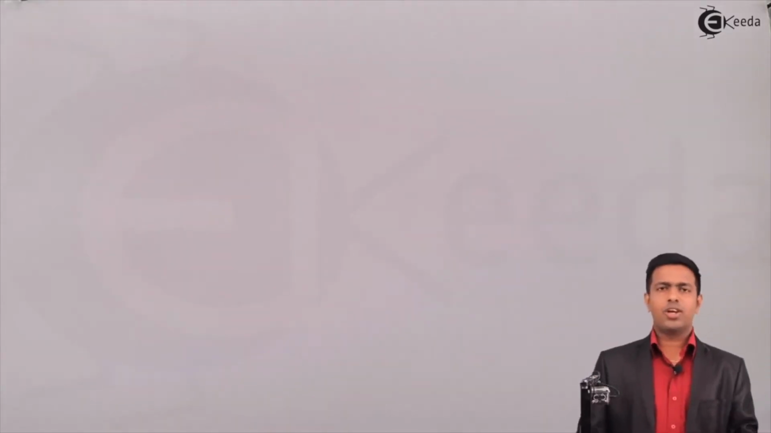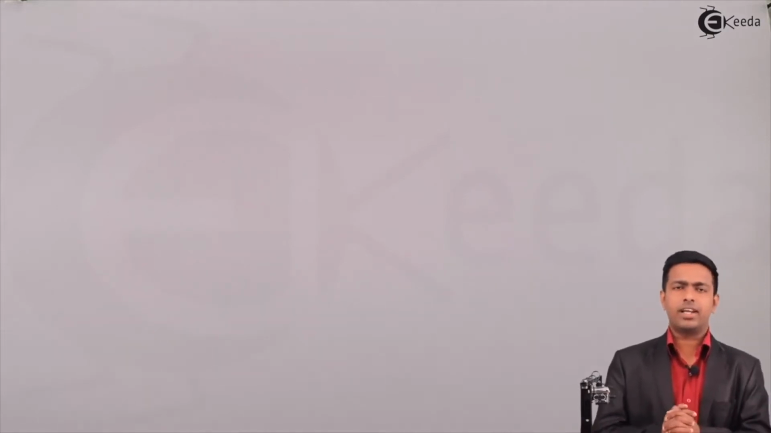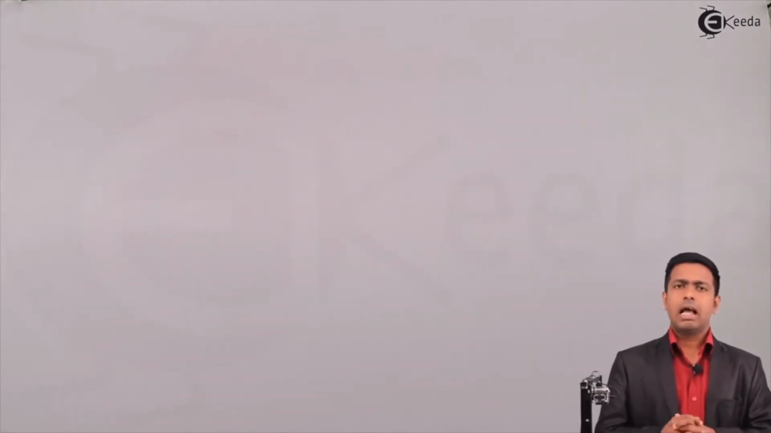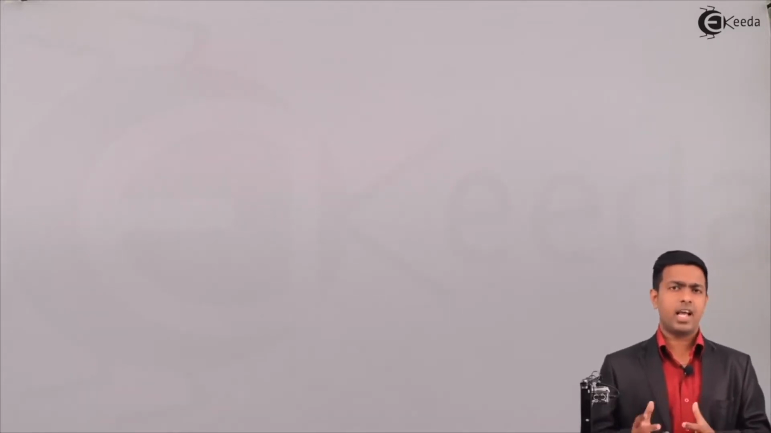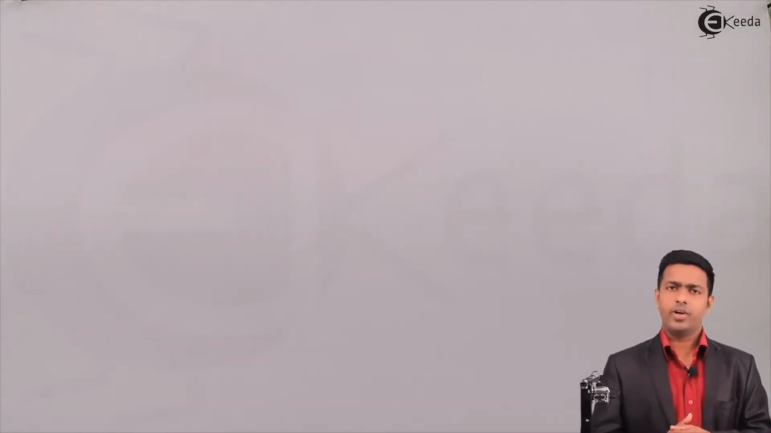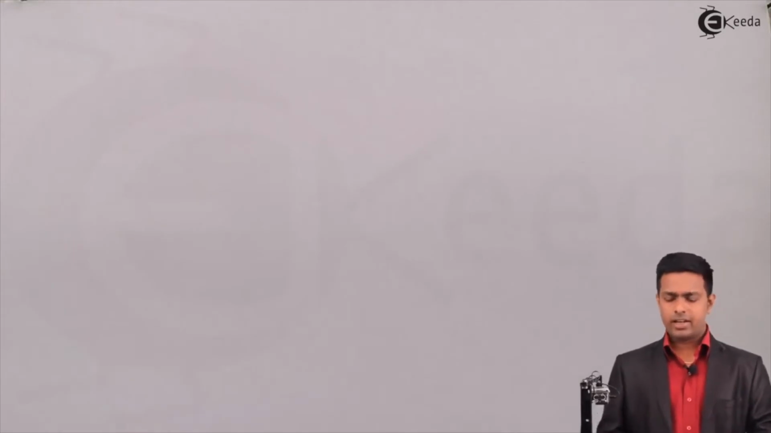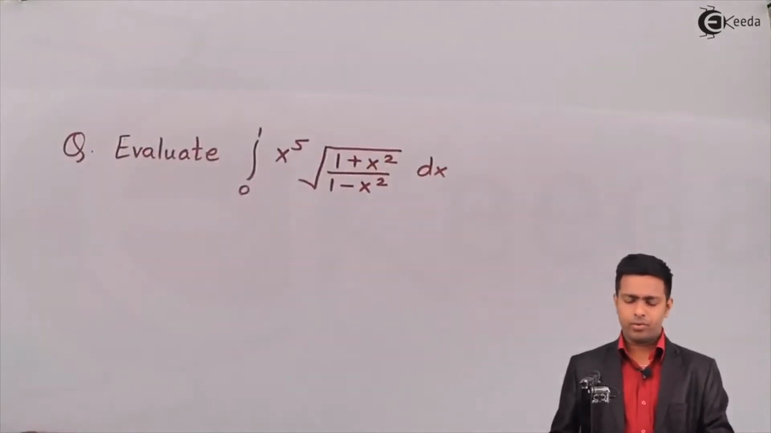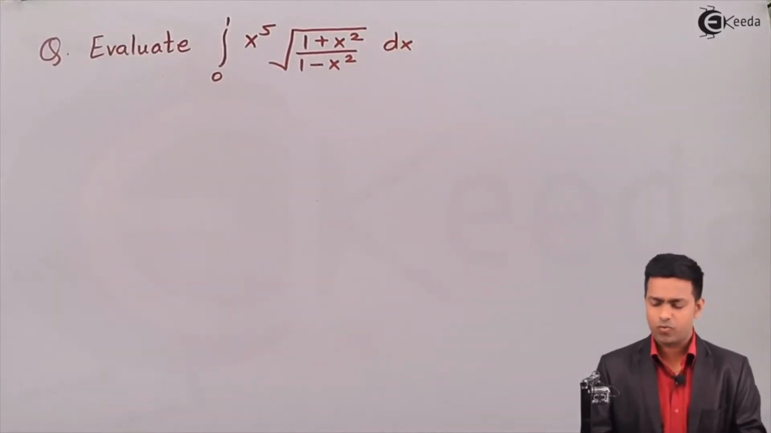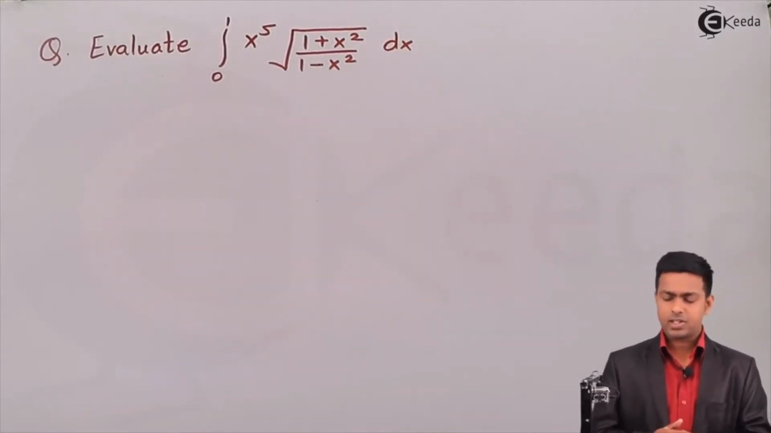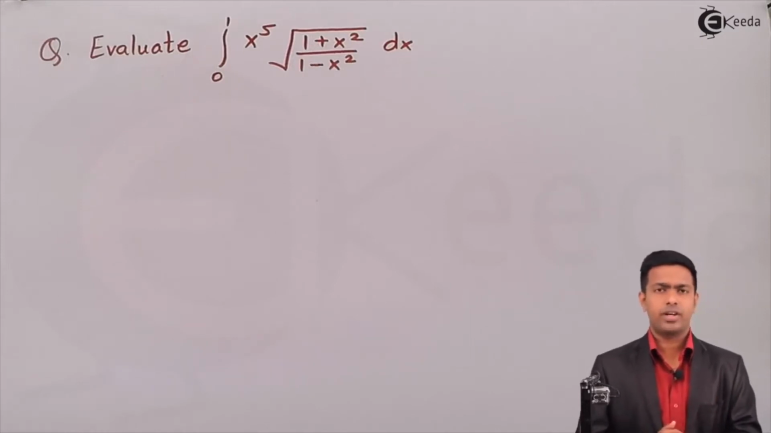Students, so here we are going to learn the numerical based on beta function, and we'll be applying the properties and the definition of beta and gamma function to evaluate the integration. And for that I have a problem for you, that is: evaluate the integration from 0 to 1 of x raised to 5 square root of (1 plus x square) upon (1 minus x square) dx.